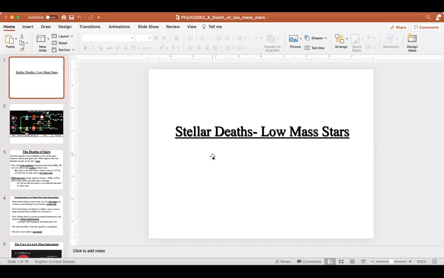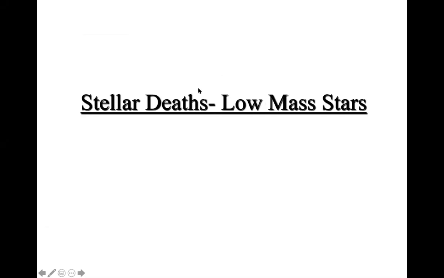the next section, which is about stellar deaths, the death of low mass stars. Now we have learned about the interstellar matter and how stars form and move onto the main sequence. And then I told you that depending on the initial mass of the star, they will go through different evolutionary processes.